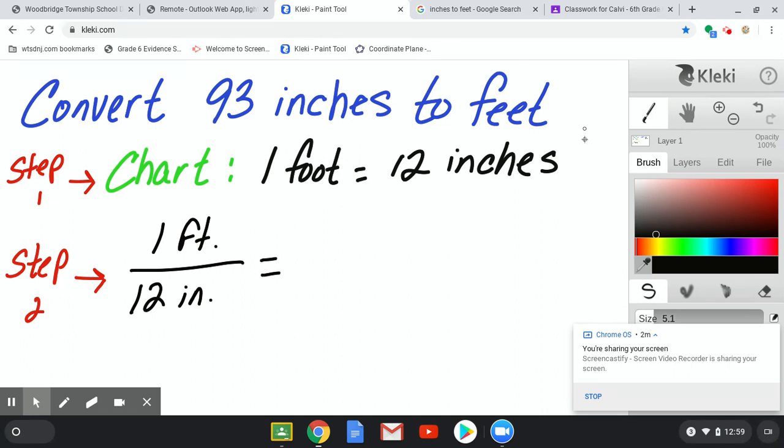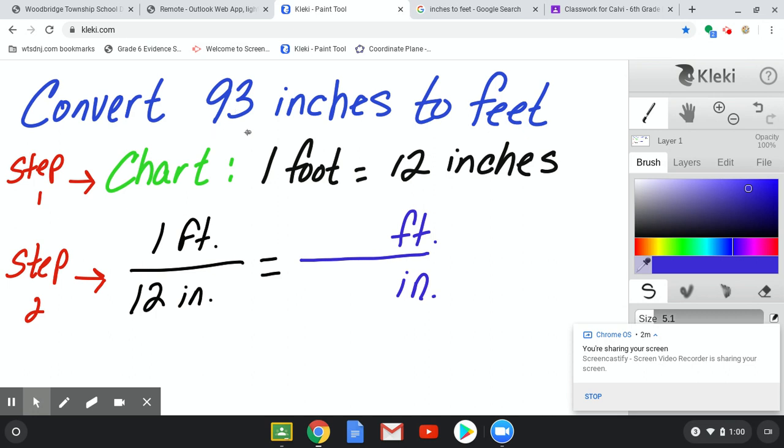So step 1, I went to the chart to figure out how many inches equal 1 foot. I wrote that down. Step 2, I'm taking that information from the chart and I'm starting my proportion. I always start with the 1 on top, whatever that's talking about. So in this case, 1 foot is equal to 12 inches. Now the second part of my proportion is going to be the information from the problem. That's the 93 inches to feet, okay? So we already said that the numerators have to be talking about the same thing. So this numerator has to be talking about feet, and this denominator is going to have to be talking about inches.